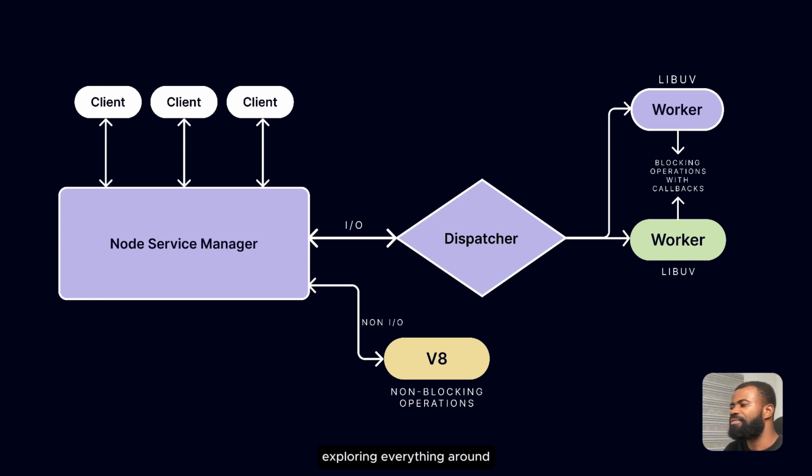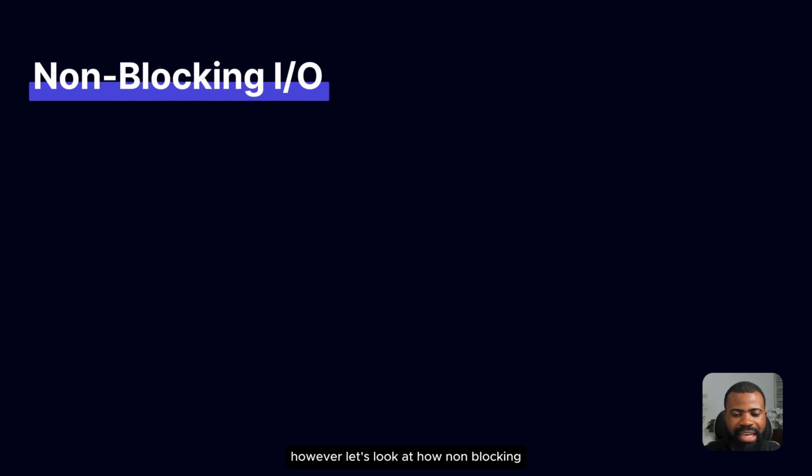Exploring everything around the event loop is a broad topic, and we'll go on a detailed ride on the event loop in a separate video. However, let's look at how non-blocking and asynchronous programming is made possible in Node.js by the event loop.